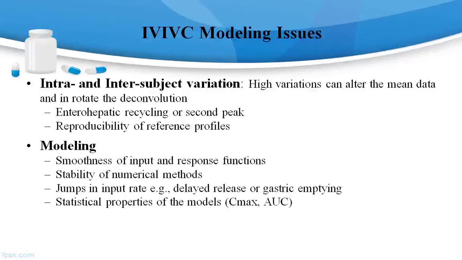The other issues: intra and inter-subject variation. High variation can alter the mean data and distort the deconvolution. These are due to enterohepatic recycling and second peak, and reproducibility of reference profile.